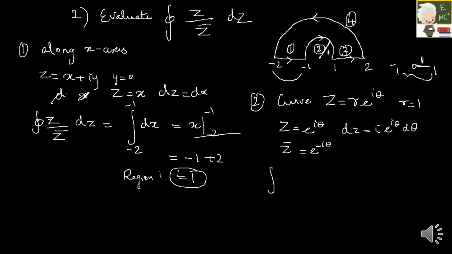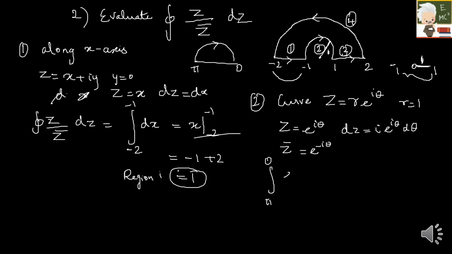So if you remember, at the start of the video I said, if it is a half of the circle, so it is 0 and pi. So your circle path is going from pi to 0. So your limits should be from pi to 0. So integral pi to 0 of z by z bar.